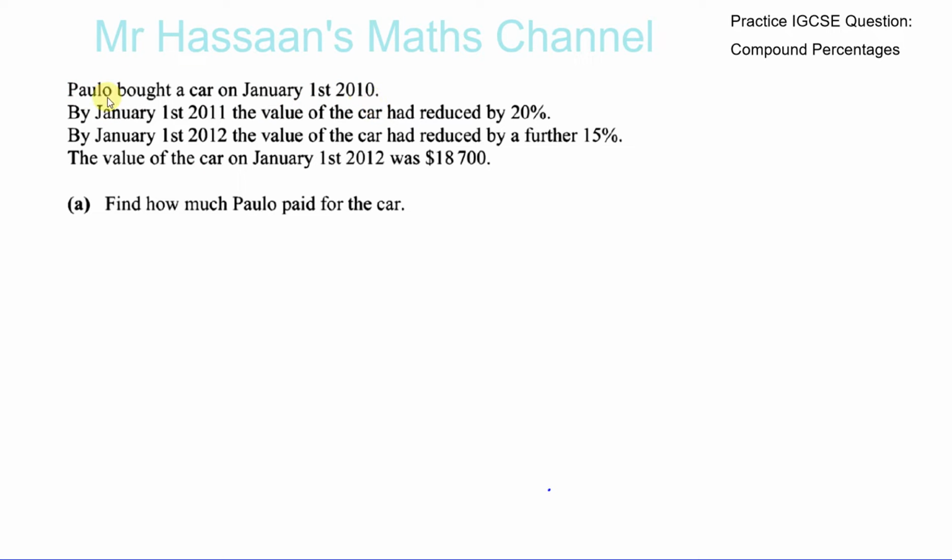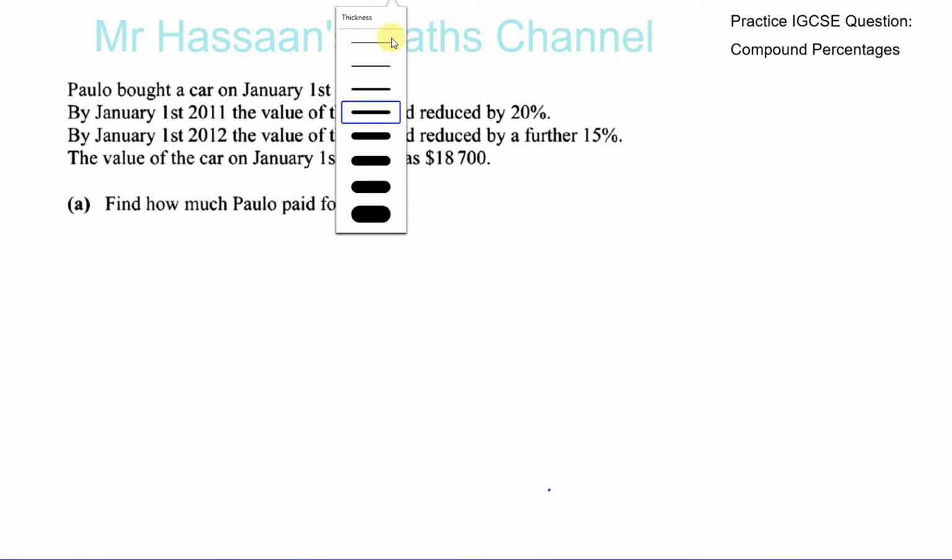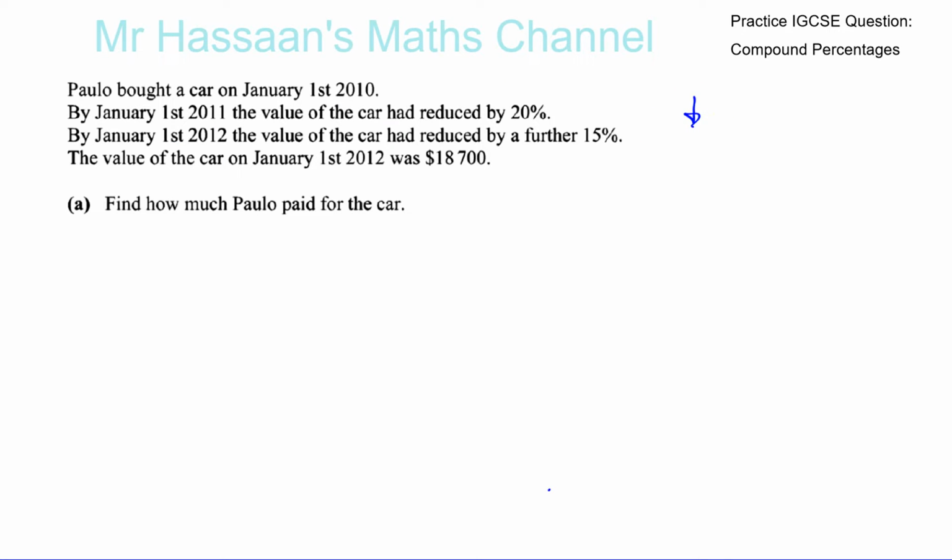So Paolo bought a car on the 1st of January 2010. By the 1st of January 2011, the value of the car had reduced by 20%. By the 1st of January 2012, the value of the car had reduced by a further 15%. The value of the car on the 1st of January 2012 was 18,700. Find how much Paolo paid for the car. So there's a number of ways we could do this.